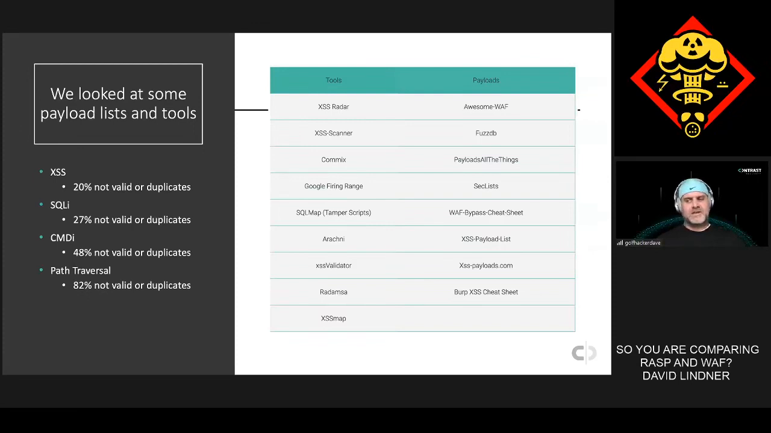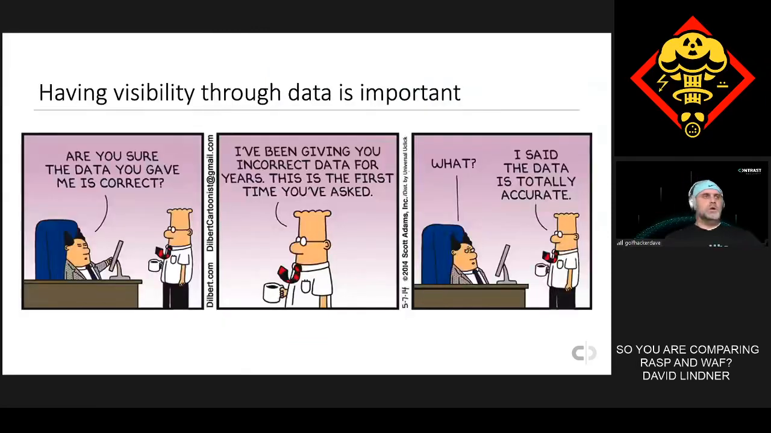It's disingenuous for both a WAF and a RASP to just blindly start throwing payloads and data at a backend, dummy application or insecure app, and try to compare those numbers, because there are so many things at play here that aren't really providing that whole picture of the strengths and weaknesses of each of them, right? So, I think having that visibility through data is important.